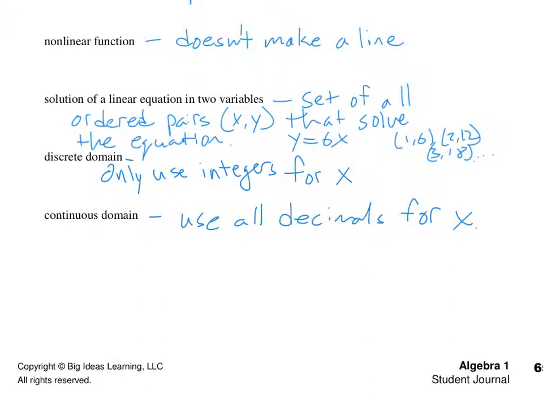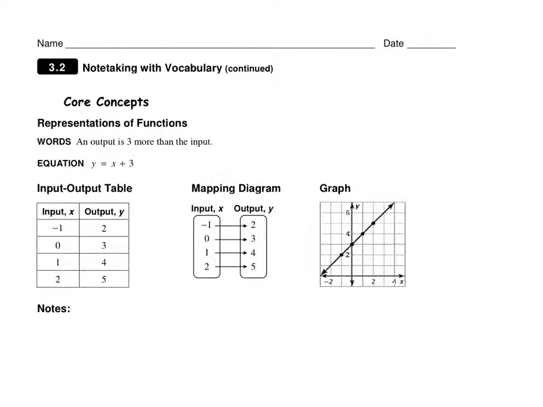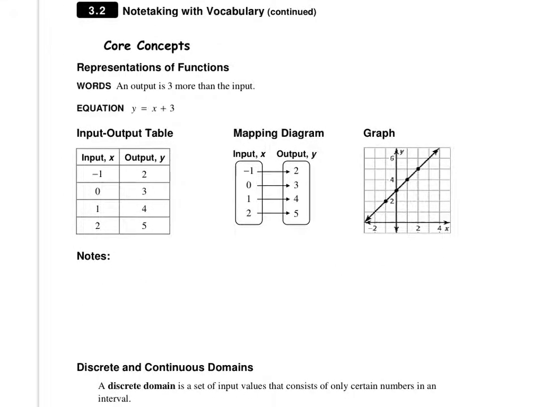All right, let's take a look at a couple quick examples. So flipping the page here, we've got an equation y equals x plus 3. Here we're describing the function in words. We've got an output that's 3 more than the input, so that's x plus 3. Input is x, output is y. So if we put -1 in here, we get 2. If we put 0 in here, we get 3. If we put 1 in here, we get 4, 2, we get 5, so on and so forth.